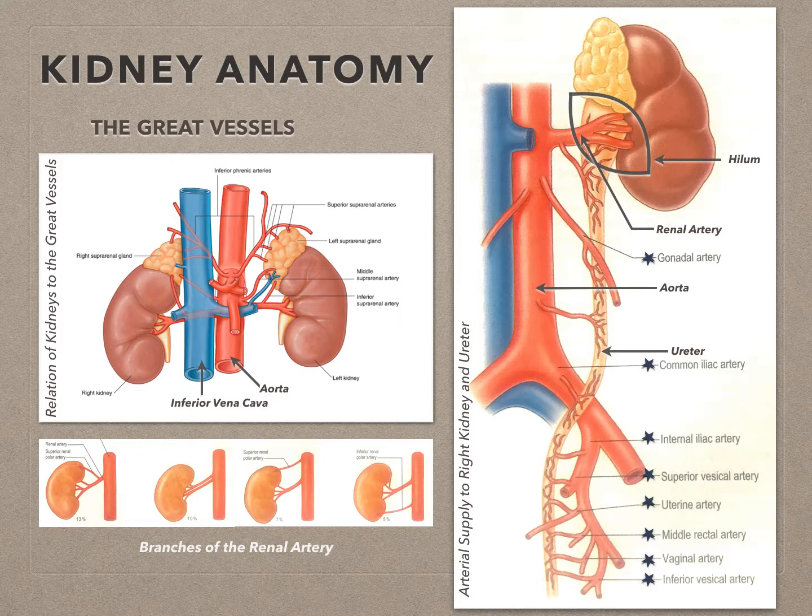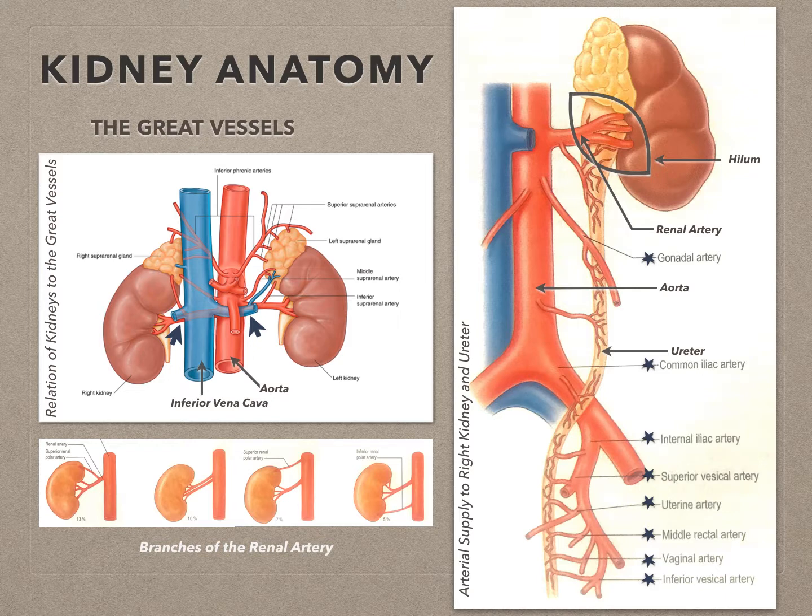In relation between the kidneys and the great vessels, we see the right renal artery is longer and often inferior to the left renal artery. It passes posterior to the inferior vena cava and the right renal vein. The left renal artery passes between the left renal vein and the splenic vein. As you can see, generally each kidney is supplied by a single renal artery in approximately 70% of the populace.